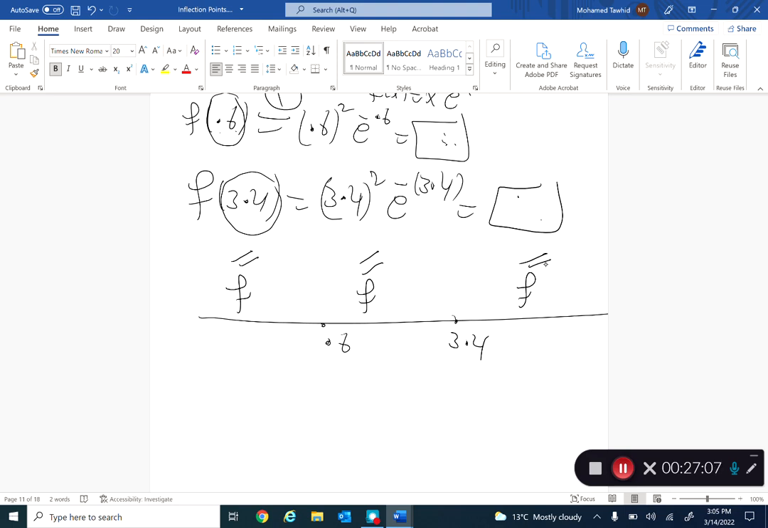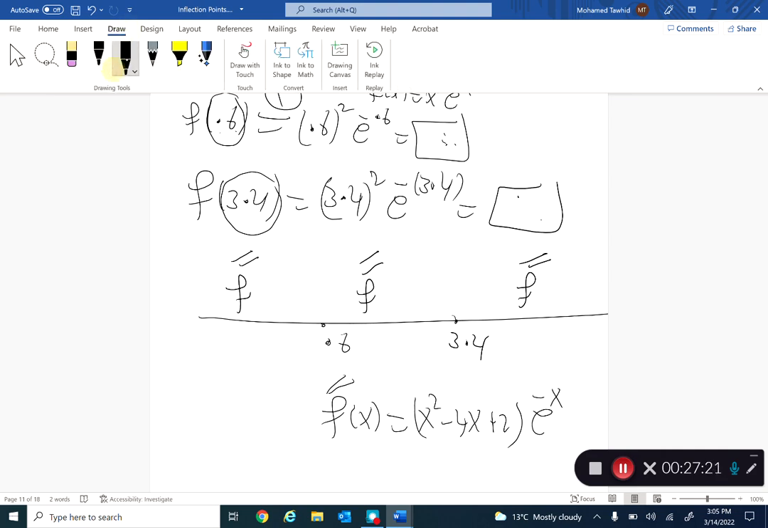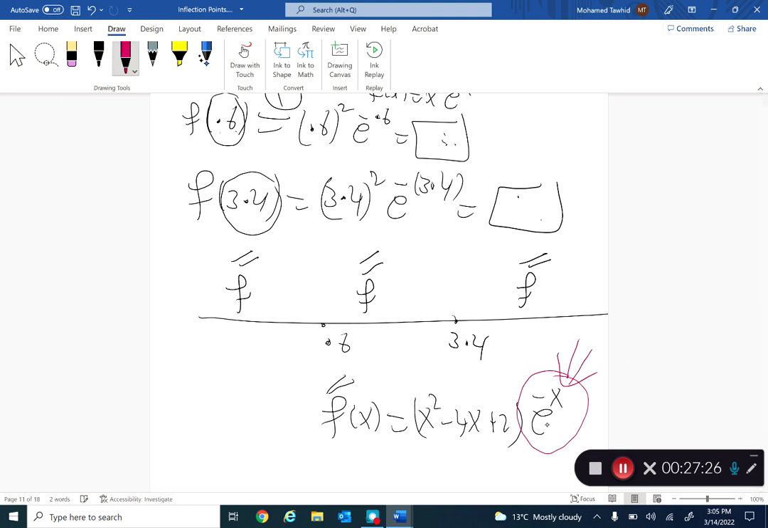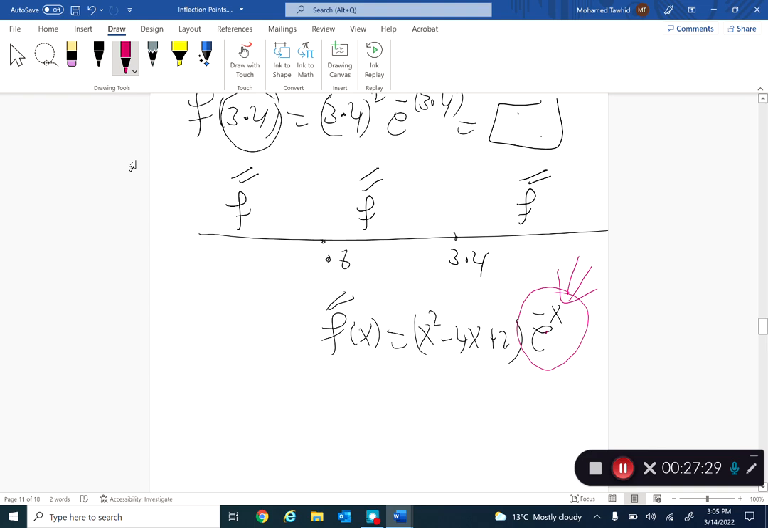So what is your second derivative? Your second derivative of x will be x squared minus 4x plus 2, times e to the power negative x. So now what about this term here? Let me put the red here. This term is always positive. I need to look for the sign of the second derivative. I don't care about the value, but I care about the sign, if it's positive or negative. So this one is always positive, so I should worry about this term.